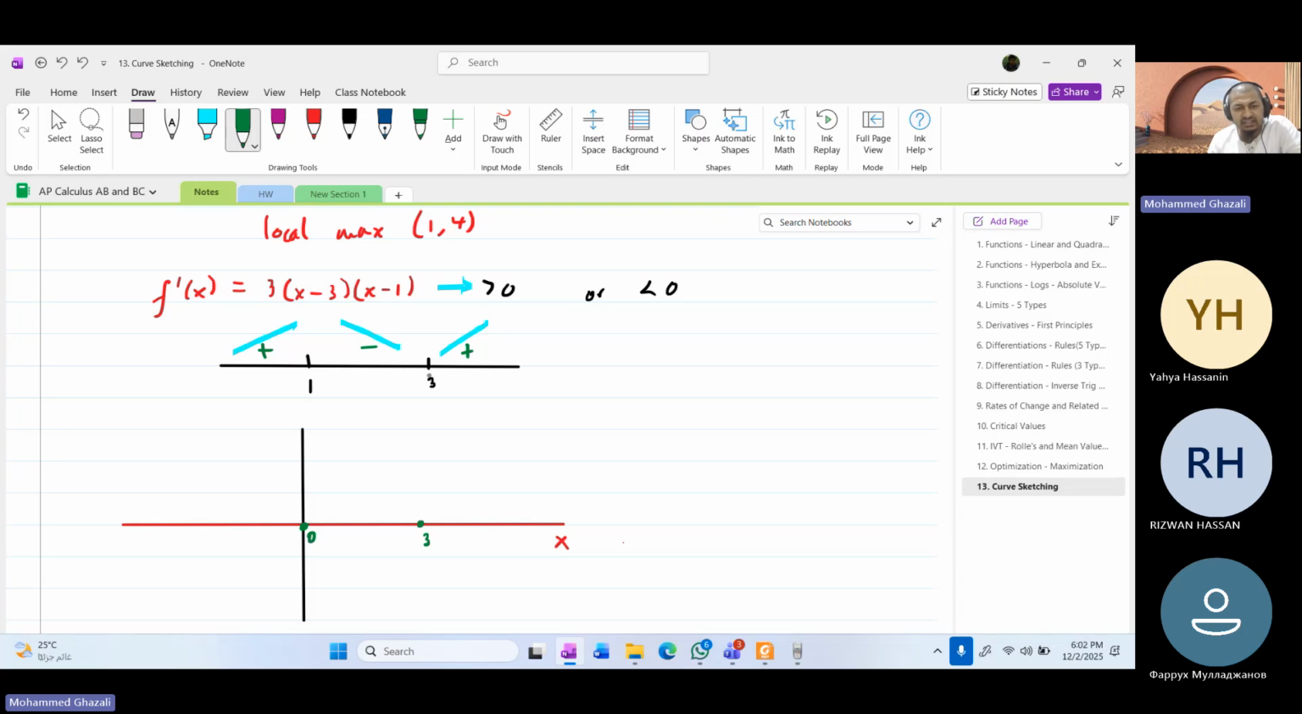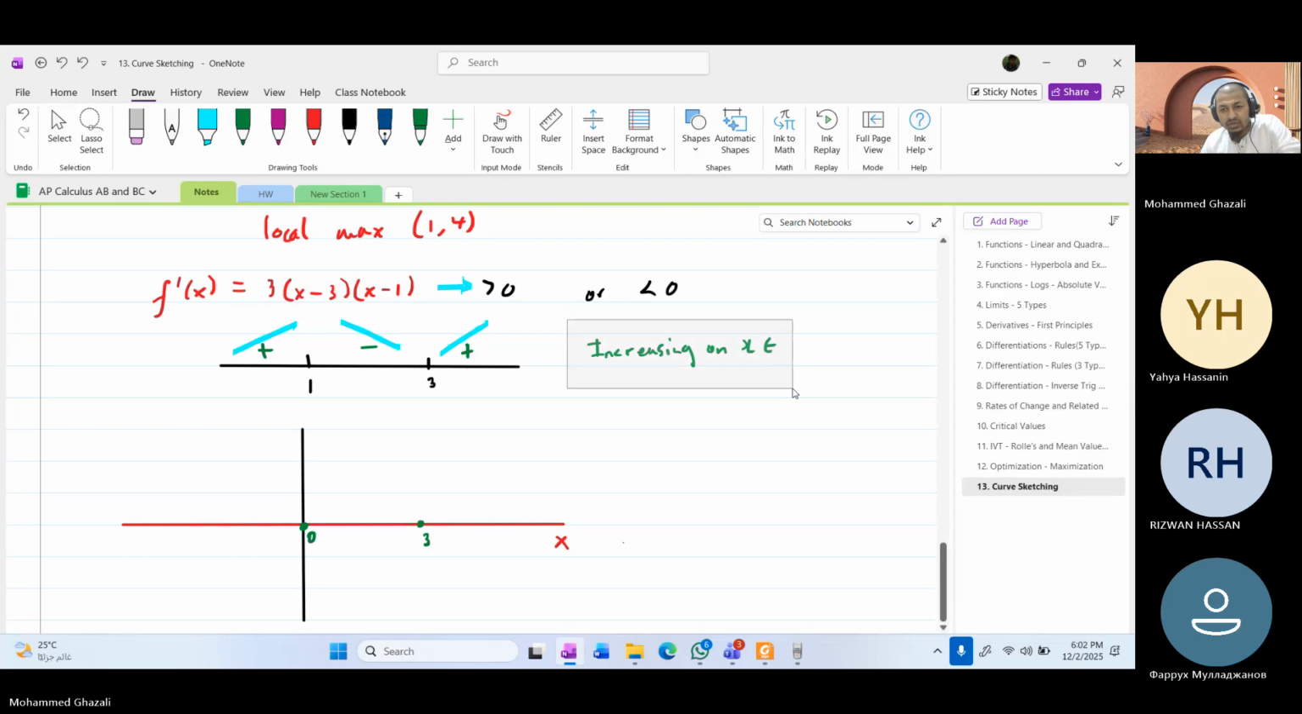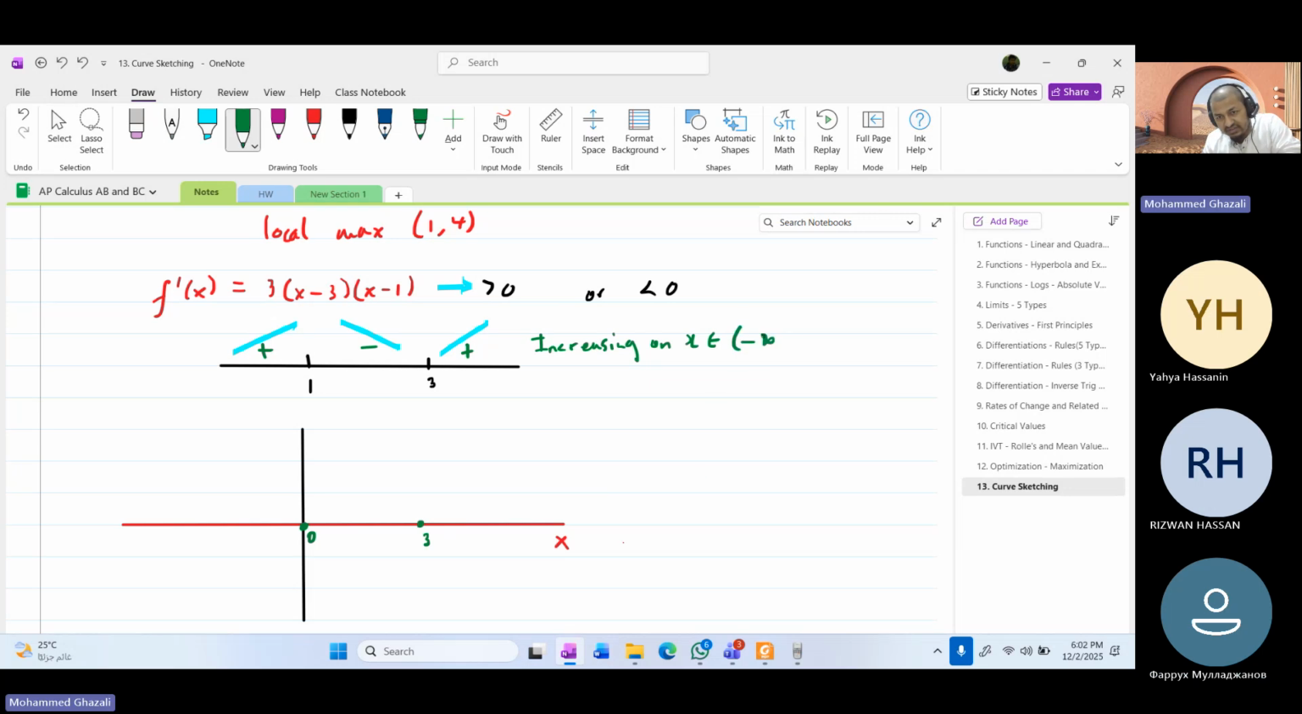And we said at 3 there is a turning point. So what kind of turning point? Remember, where is the function increasing? From negative infinity to 1, union 3 to infinity. Okay? And where is the function decreasing? It's only decreasing between 1 and 3. Decreasing on x is an element from 1 to 3.